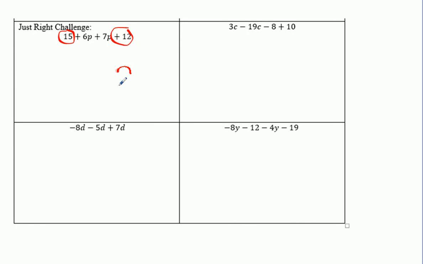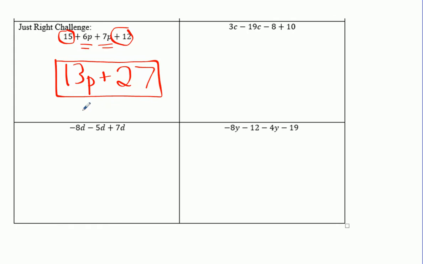15 plus 12 makes 27. Again, I like to put the numbers by themselves at the end. And I have a 6p plus 7p makes 13p. And because this was a positive 27, I'm going to stick a plus sign in between the two variables. If you write it this way, that is also correct because addition is commutative. That means you could change the order of the terms and it would still be the same answer.